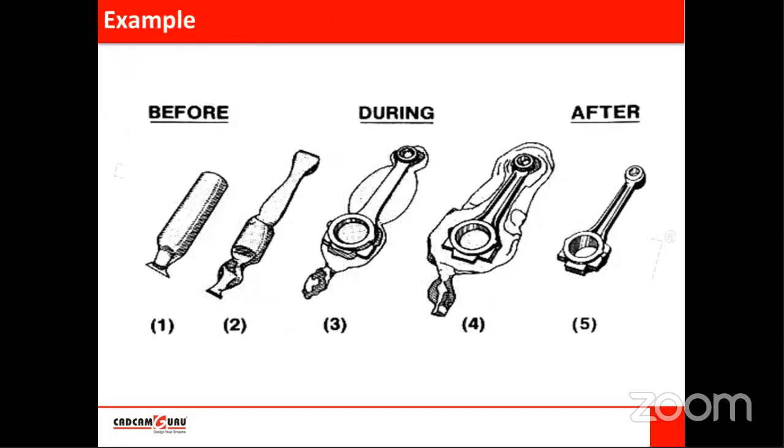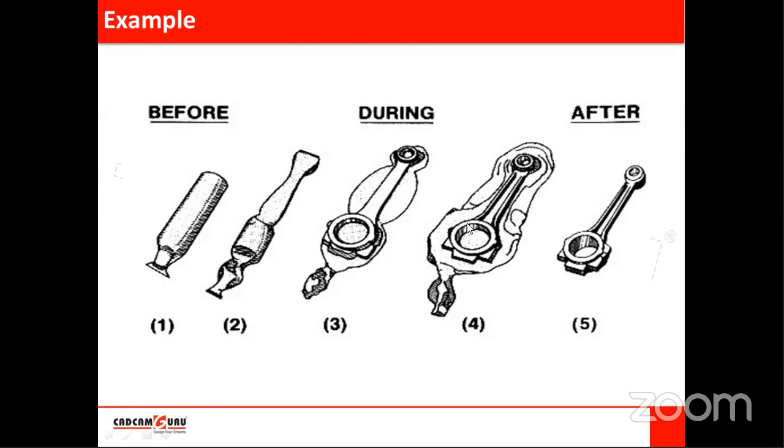This is the example. I think you might be aware of this component. It's a connecting rod used in IC engines or compressors. So this is the initial billet. The first step will be this one, and then during these stages we get this component. Actually, here the component is ready. Only this is the extra material.